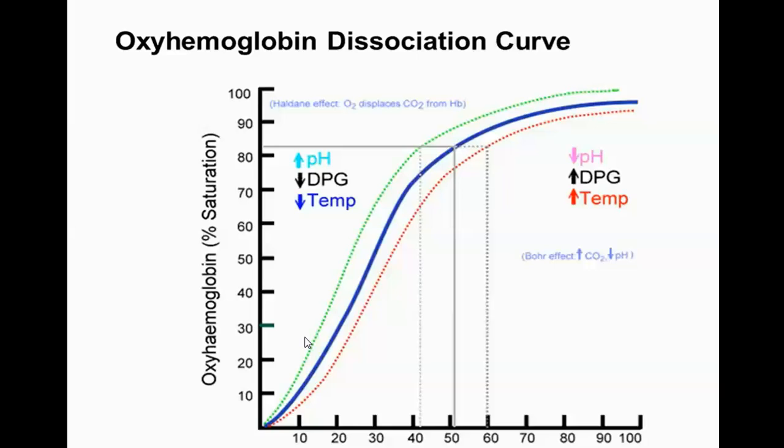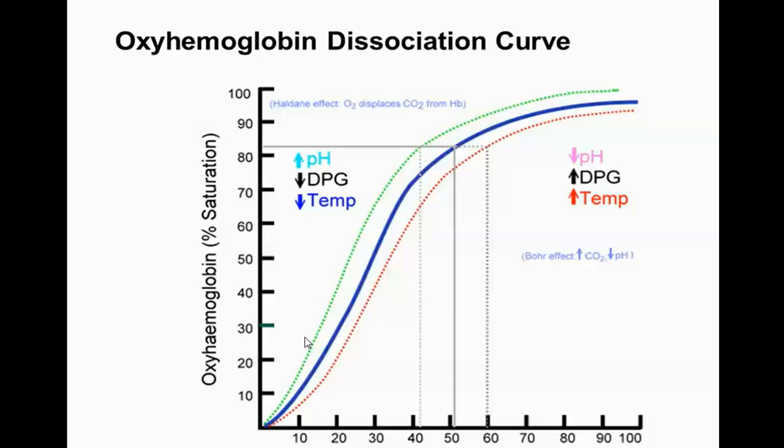While here, when shifted to the left, I need more oxygen, so the hemoglobin needs more PO2, more pressure, to load the same amount of oxygen onto hemoglobin. So this means that the affinity of hemoglobin to oxygen is decreased. Okay, this is a physiological process.